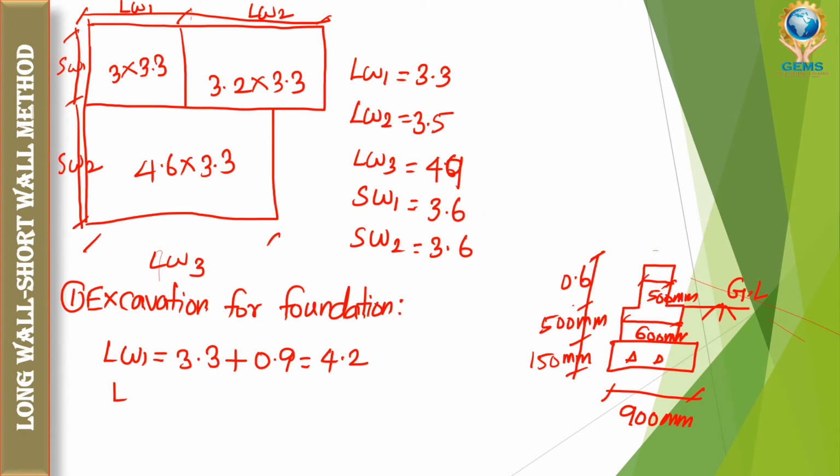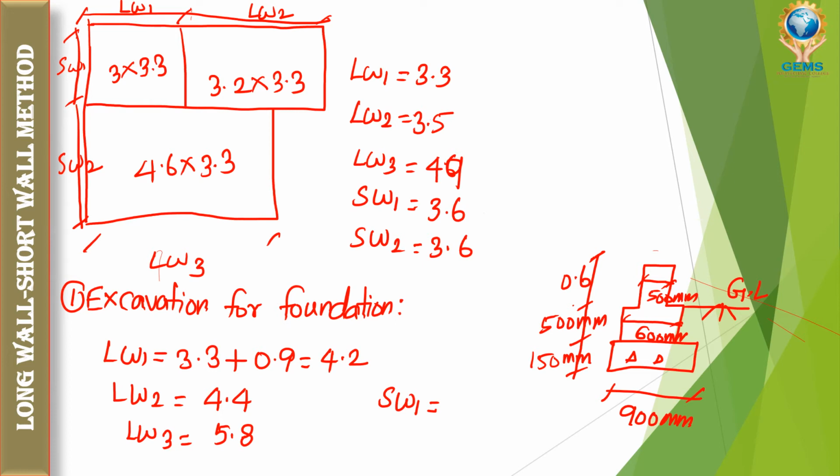Then similarly for LW2, what will we get? 3.5 plus 0.9, so we will get 4.4. Then for LW3, 4.9 plus 0.9, so we will get 5.8. Then SW1. For SW also we need to find the same thing.